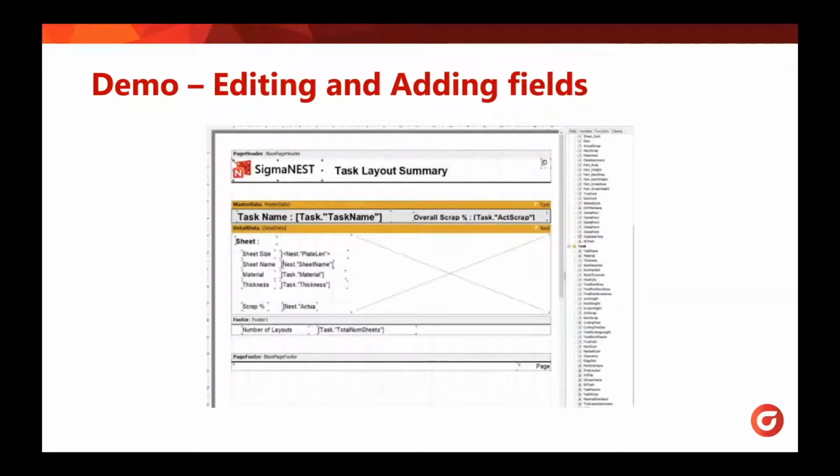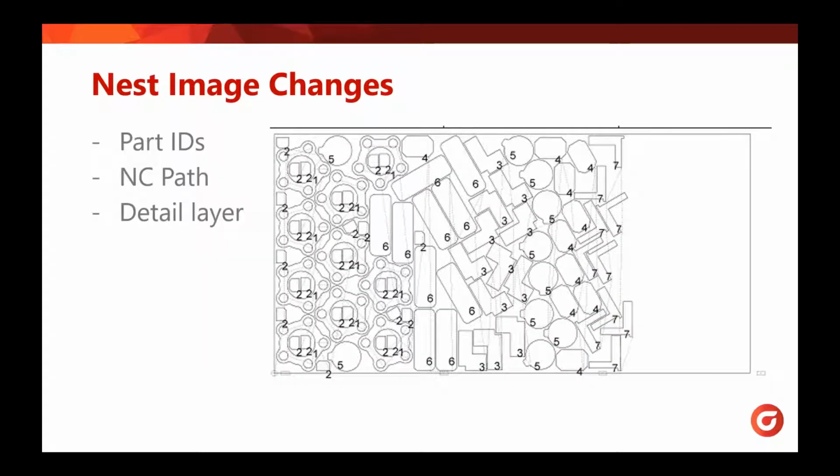Okay, so we showed editing and adding fields. The next thing we're going to take a look at is changes that you can make to that image on reports like that layout detail. So let's jump back into that, and we'll actually jump into the one that we edited here and take a look at it. So this picture right here is showing a layout detail that has part IDs on it. So the idea here is that each one of those numbers is going to correspond to the number listed at the bottom of the report. So actually, let me grab the right one here.